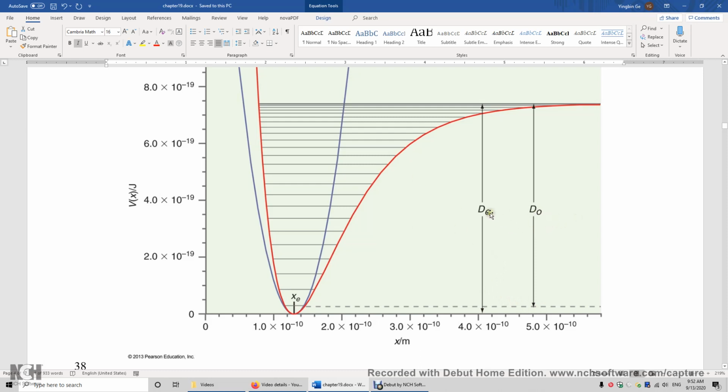So I would say d sub e is greater than d sub 0. The difference is roughly half h nu. That's the lowest possible vibration energy. Sometimes it's called zero point vibration energy or zero point energy. So if you hear zero point, that means lowest possible. Zero point vibration energy is the lowest possible vibrational energy.